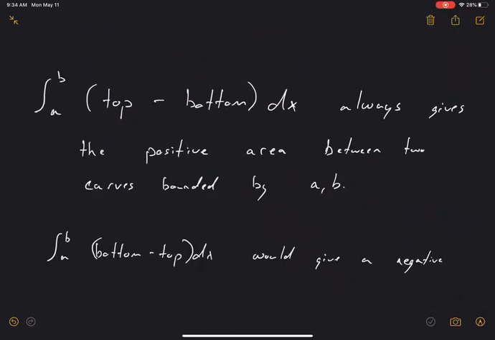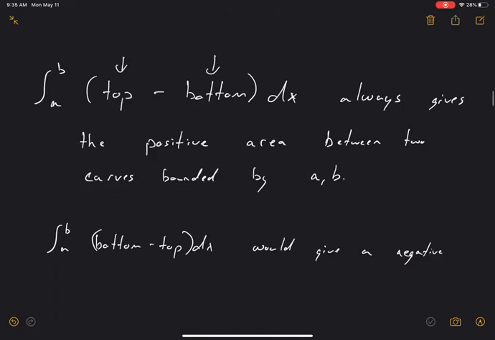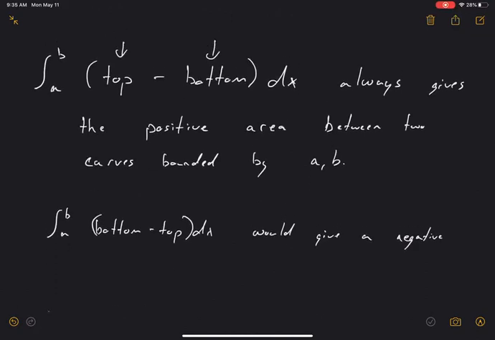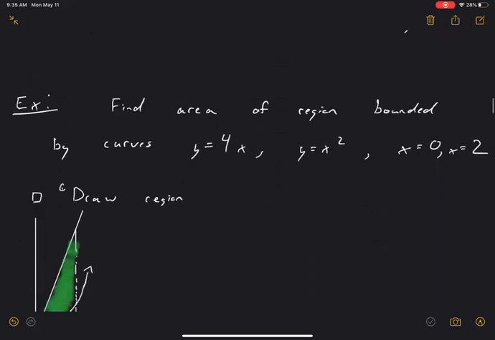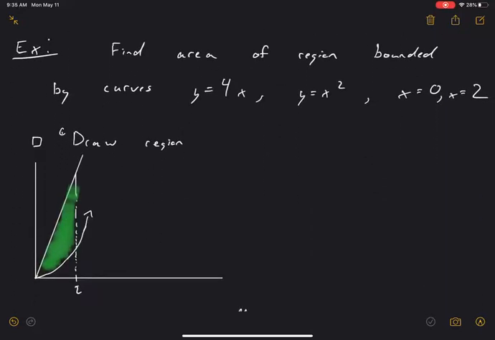So again, the formula for this area between curves should be, we have our bounds, the integral from a to b. We're going to be given those in this most simple case. And then we're integrating the top function, whatever that is, minus the bottom function. That's always going to give us the positive number that's associated with area between curves. And again, if we did bottom minus top, we would get a negative number, which we don't want. So let's do a quick example. Let's find the area of the region bounded by these curves.